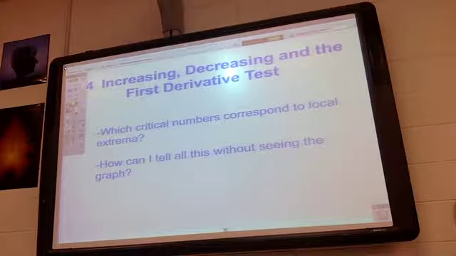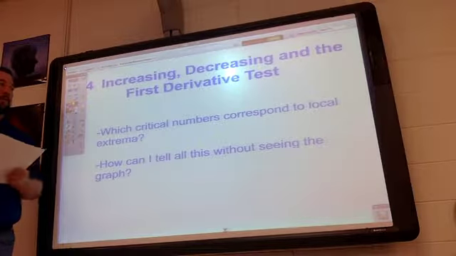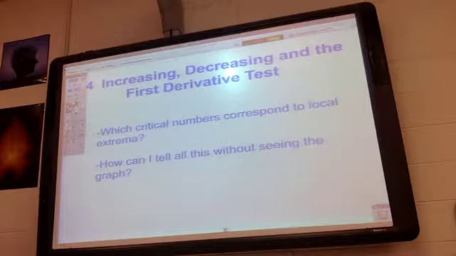As you probably noticed on some of the examples, sometimes the critical number did not give you a maximum or minimum. It was just in there somewhere. So today we'll answer a couple of questions. Which critical numbers correspond to local extrema? And then how can I tell all of this without even looking at a graph?